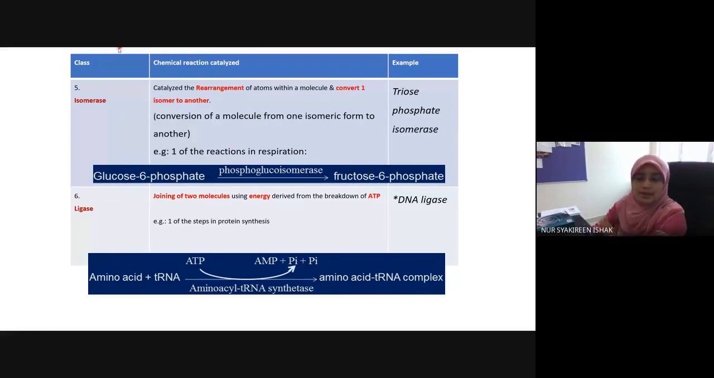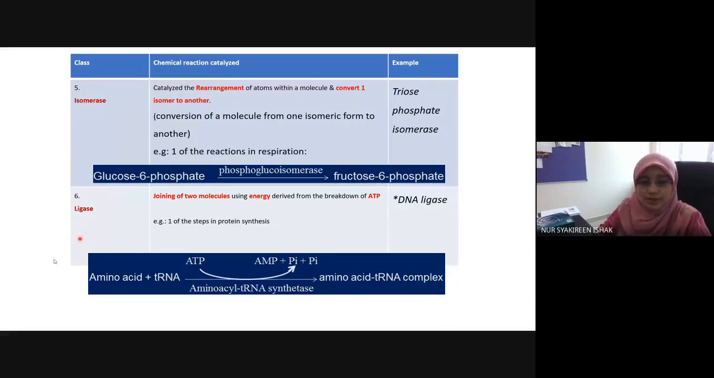Okay, so the next one is ligase. Okay, so ligase, daripada perkataan ligate. Okay, so what does ligate mean? To join 2 molecules together through the formation of bonds. Okay, so joining of 2 molecules using energy derived from breakdown of ATP. So basically, in order for the enzyme ligase to work, it needs energy from ATP.